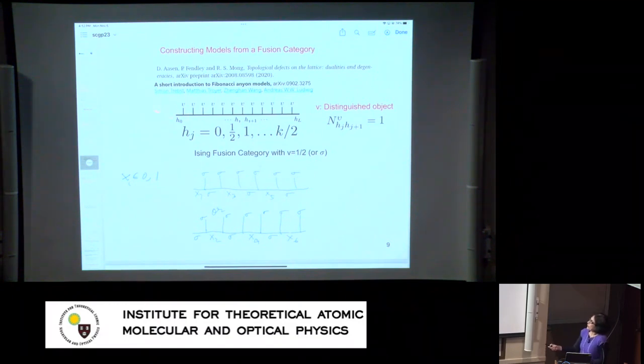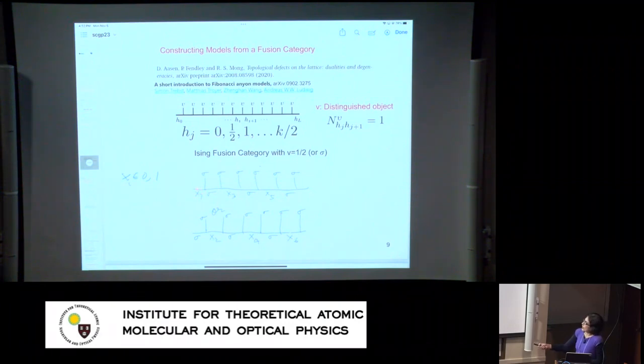So in the 1D case, imagine that you just have these links now. And on these links, you put the objects in the category. Now, the only rule is that the fusion rules should be obeyed. So these two should fuse to give me V, and it's up to me what I choose V. It's called the distinguished object. To get some non-trivial dynamics in this problem, we usually take V to be half. So to get the Ising model, what you do is you just put the simple objects 0, half, and 1 on these links, and you just require that they fuse to give you half. So there are two possibilities here.